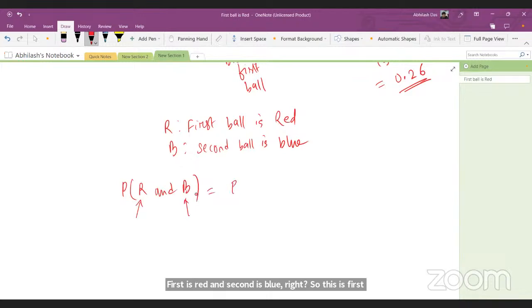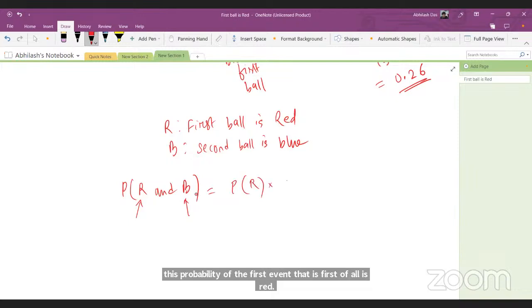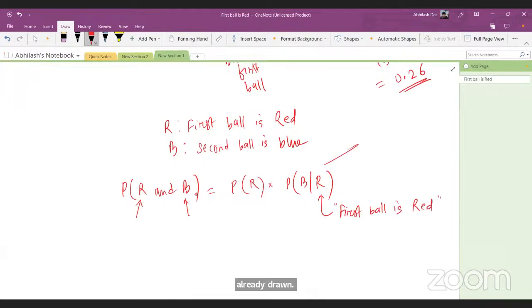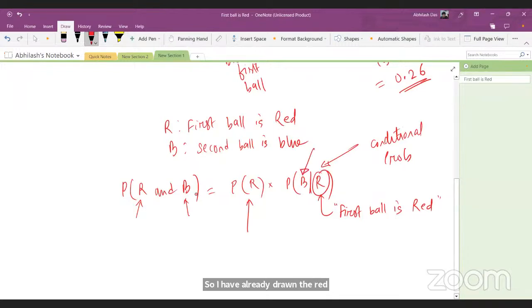So you can write it like this: probability of the first event, that is the first ball is red, times probability of the second event B, given that I have already drawn the first ball. So this is conditional probability, right? I have already drawn the red ball. Given that I have drawn the red ball, what is the probability that the second ball is blue?